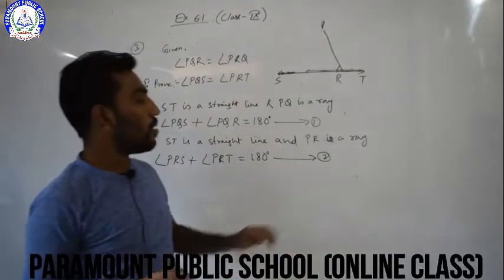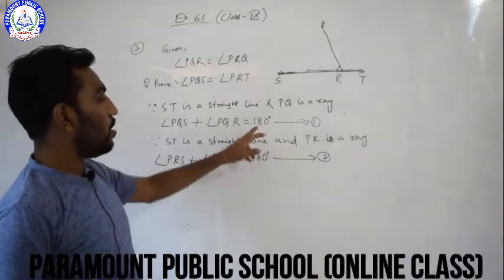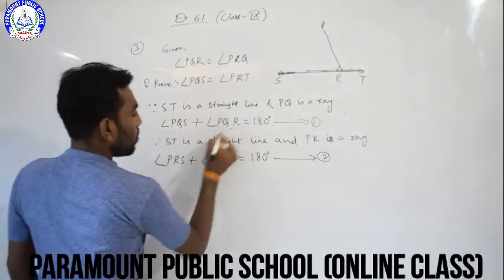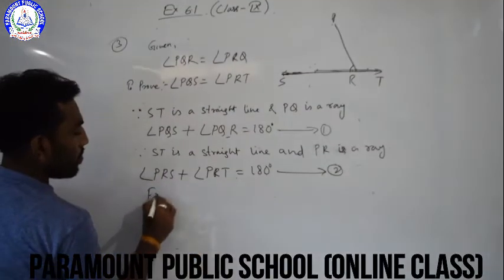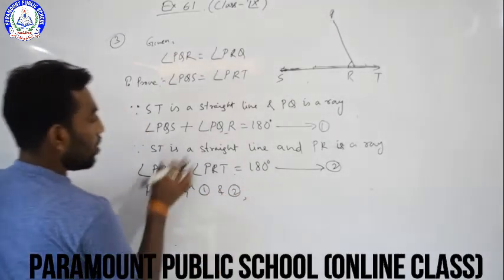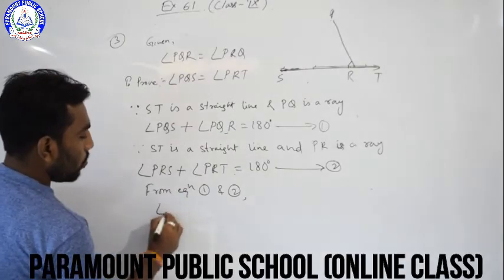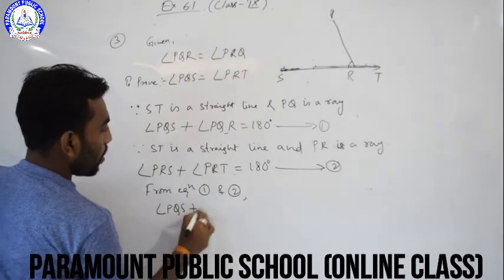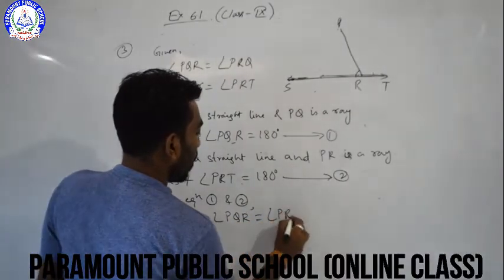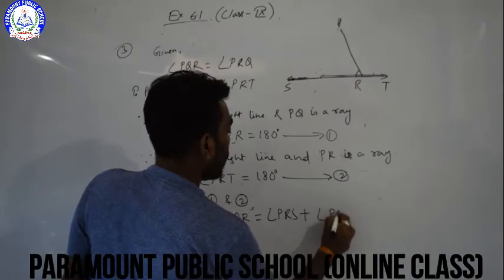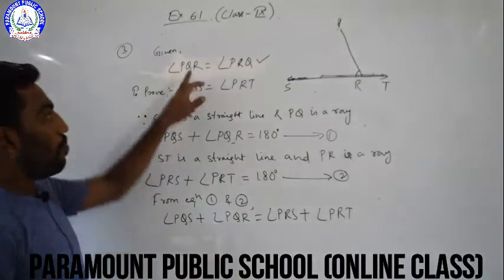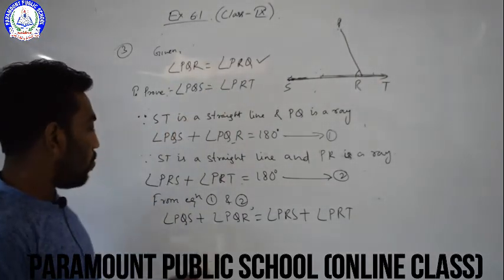Correct, student? So from equation 1 and 2 we can see our right hand side values are equal. So we can say this is equal to this. From equation 1 and 2 we can say our left hand value is equal to left hand value. So PQS plus PQR is equal to angle PRS plus angle PRT. But they have given that angle PQR is equal to angle PRQ.